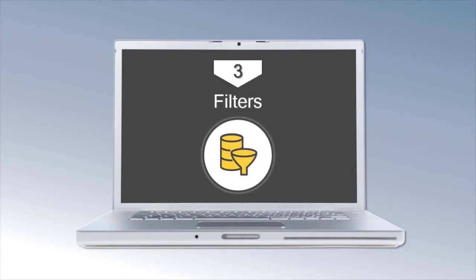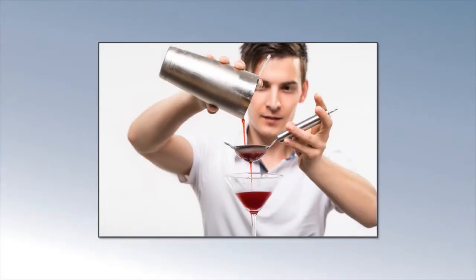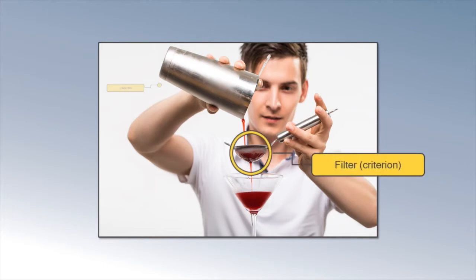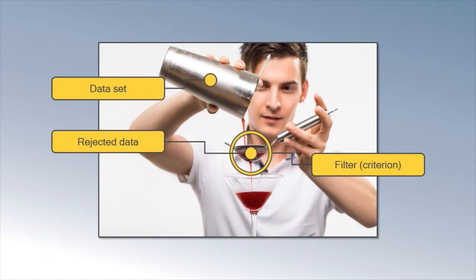To narrow down your search, certain filters can be useful. A filter is a criterion that is applied to a data set. The data that do not meet the criterion are rejected, and those that do are kept or filtered.